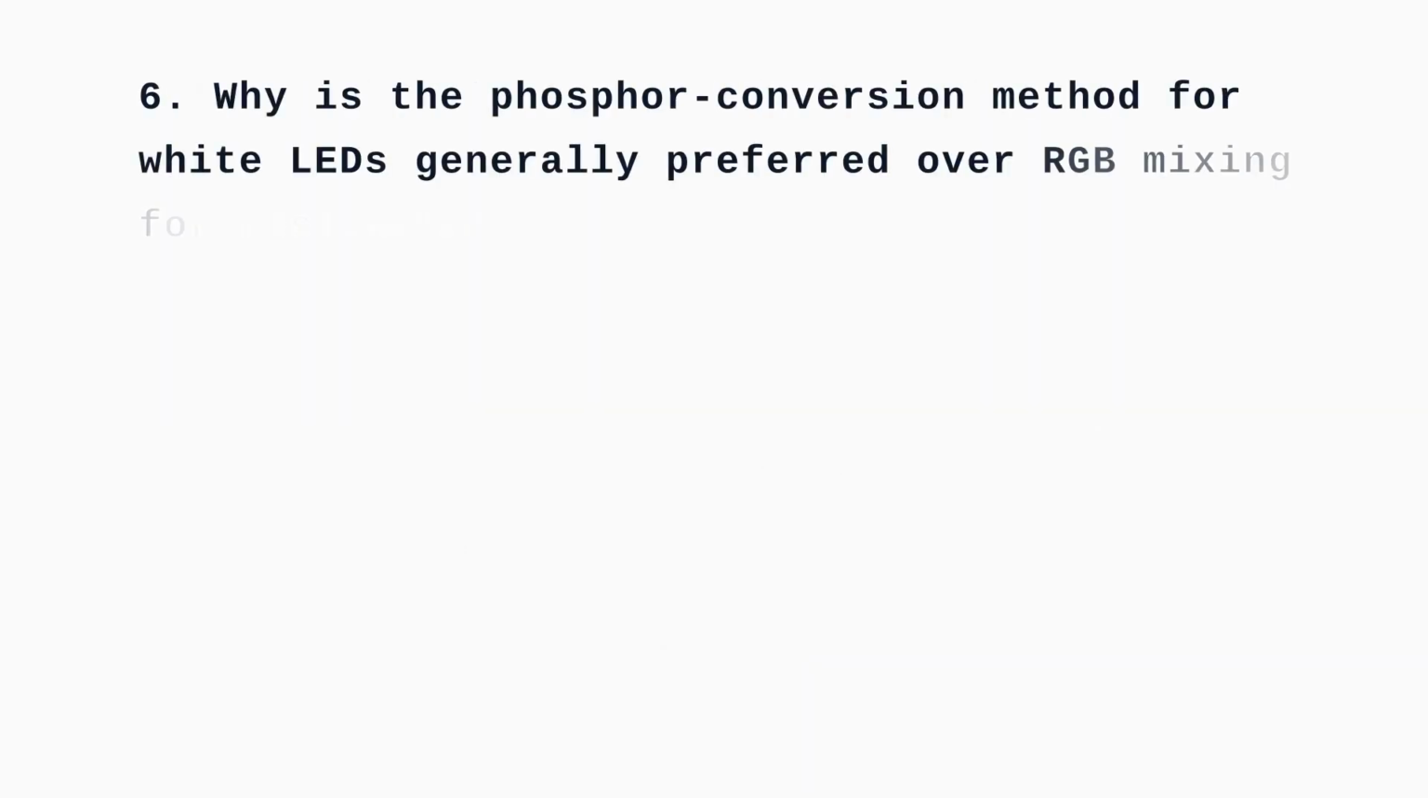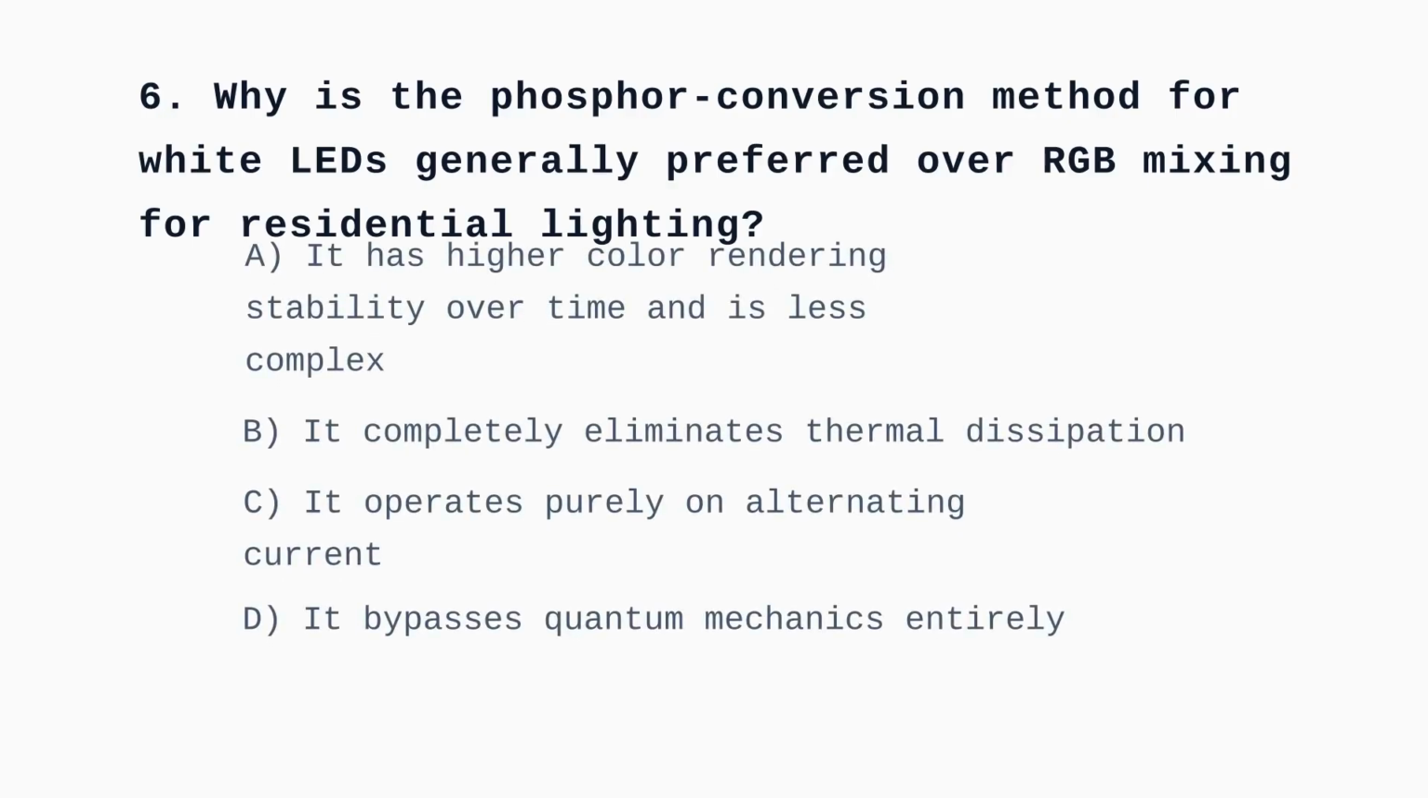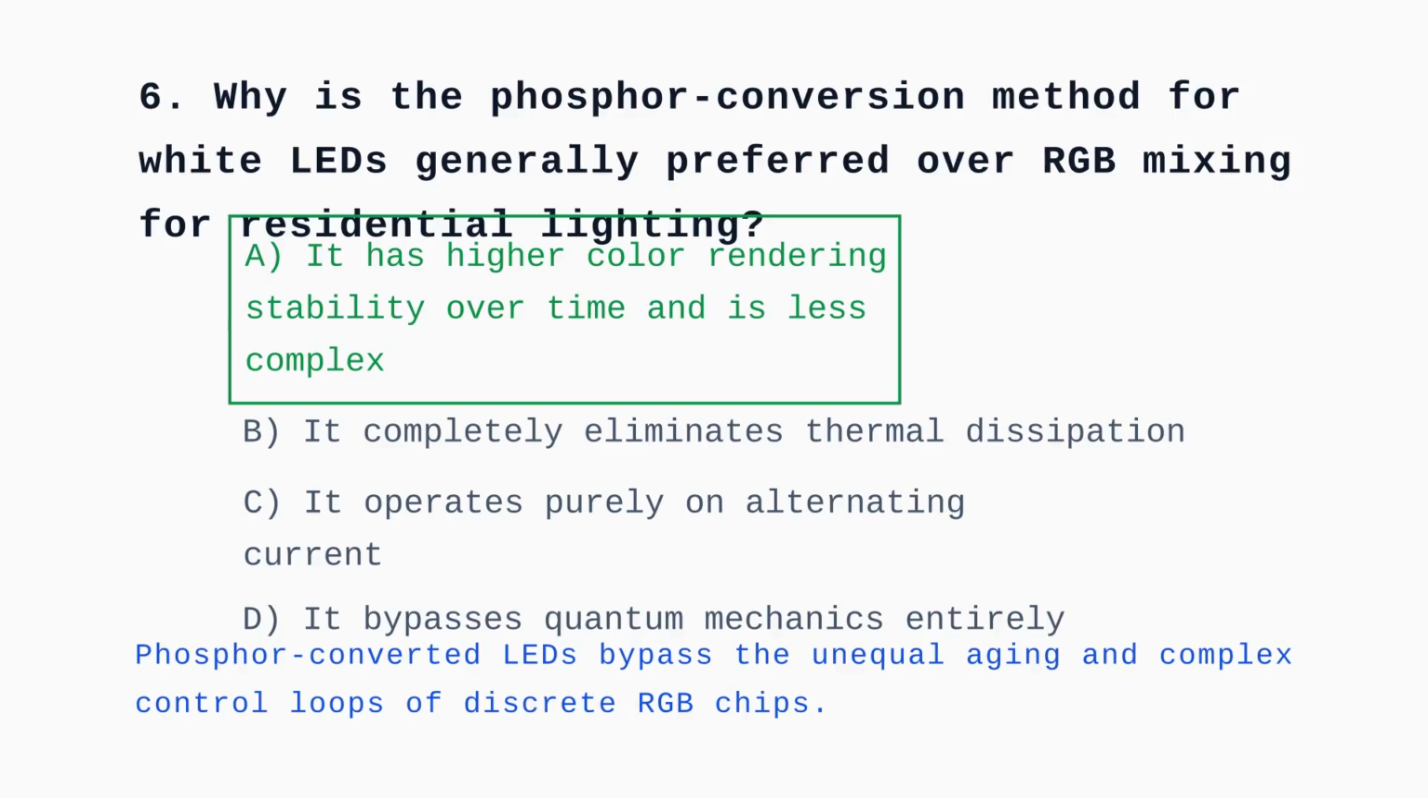Question 6. Why is the phosphor conversion method for white LEDs generally preferred over RGB mixing for residential lighting? While RGB systems require complex control circuits to balance separate colors that age at different rates, phosphor-converted blue chips are simpler, cheaper, and offer stable color over time.